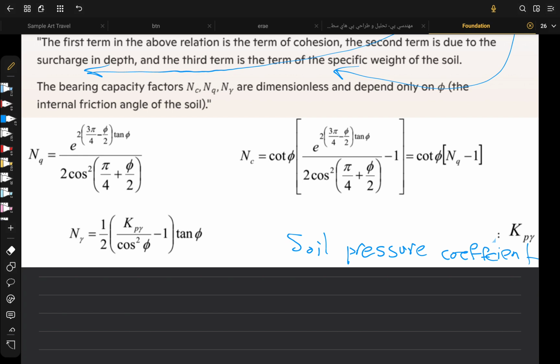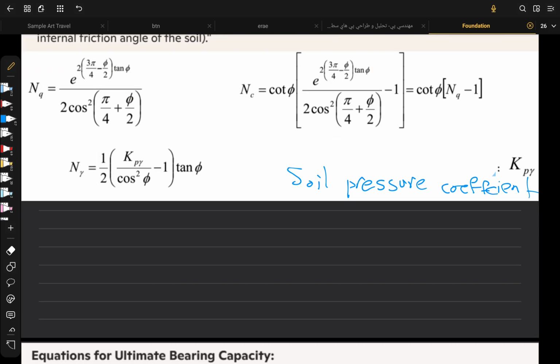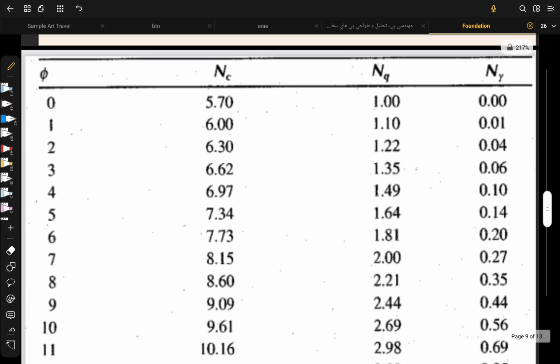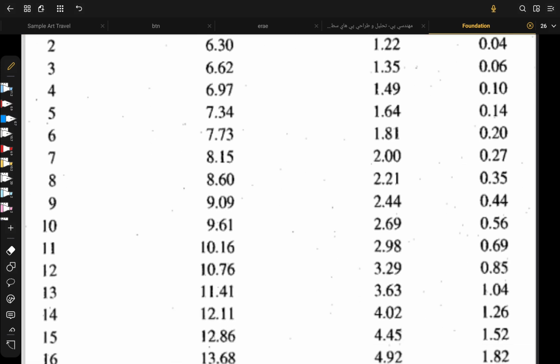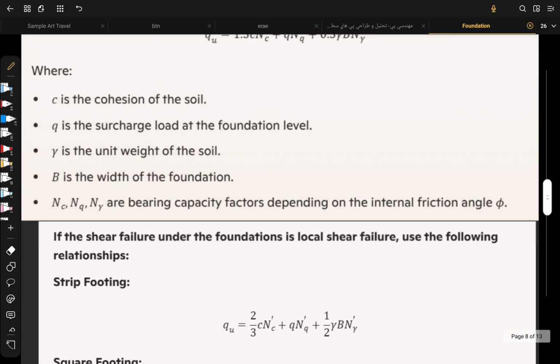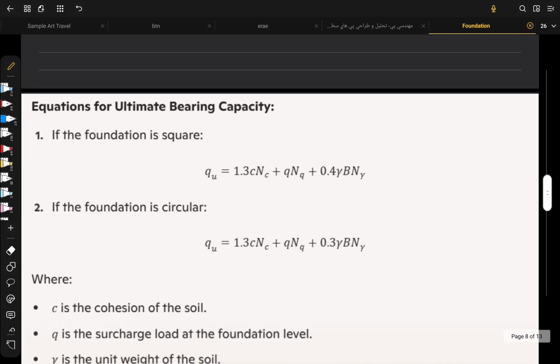And Kp, the passive earth pressure coefficient, we don't use them because we have tables. Let me show you, we have this kind of tables that give us Nc, Nq, and N-gamma for the thetas. We can see all of them are here. Okay, let's see the equation for ultimate bearing capacity.